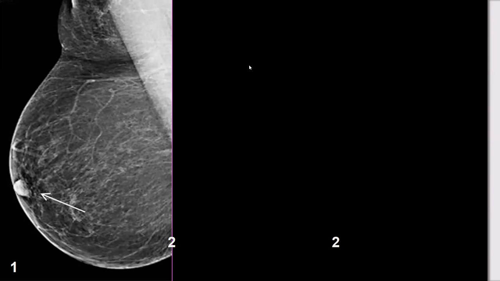Can you tell me what is wrong with this image? Inadequate. There is an arrow, unilateral. Just tell me about that arrow. This arrow is pointing to what? Toward the nipple. Are you sure this is a nipple? Pointed toward the lucent lesion. Lucency. Is it opaque or lucent? This is opaque.